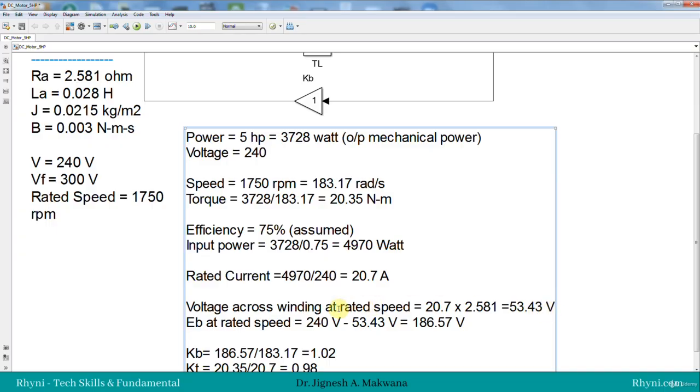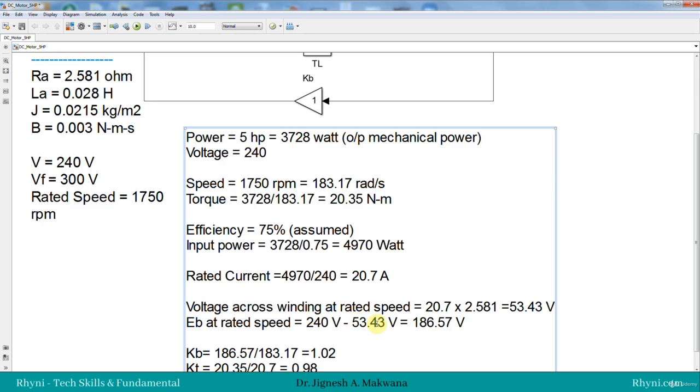So the voltage across the resistance, or voltage across the winding, will be 53.43 volt at rated speed. We are supplying the rated voltage of 240 volt, and the voltage appearing across the winding is only 53.43. So the rest of the voltage is back EMF. Back EMF can be found as supply voltage minus voltage across the winding.